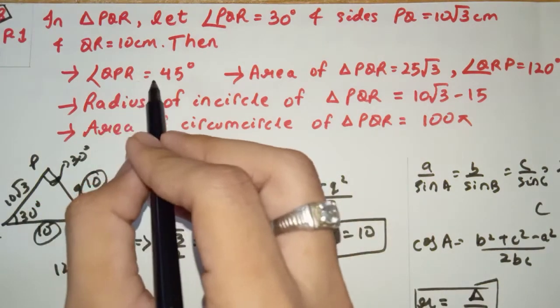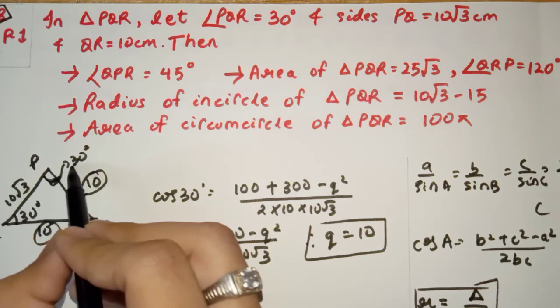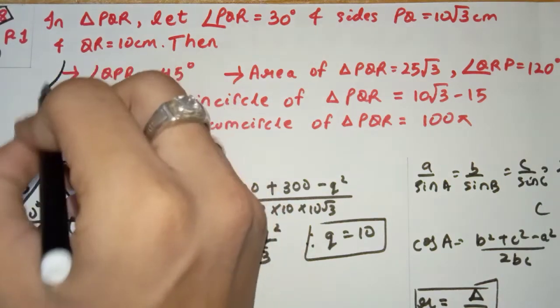Angle QPR is equal to 45 degree. What's QPR? This angle. And this is 30 degree, we just found it out, so this is wrong.